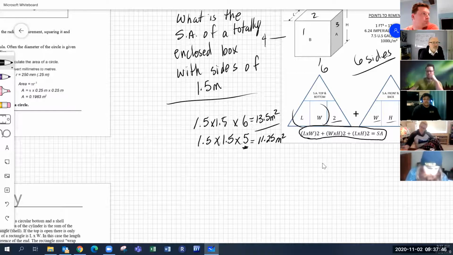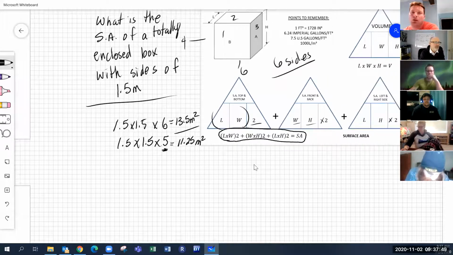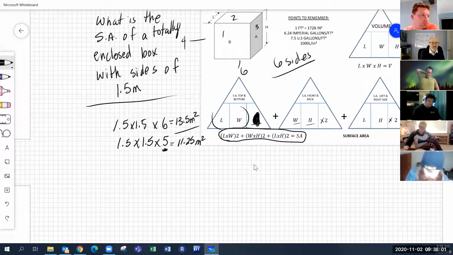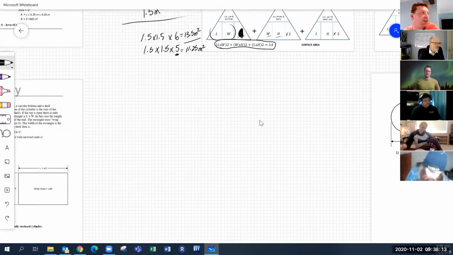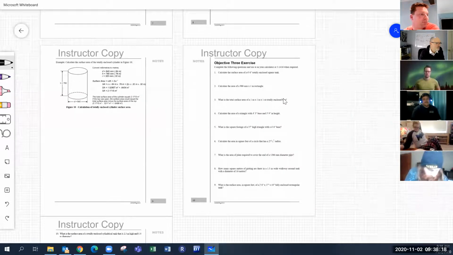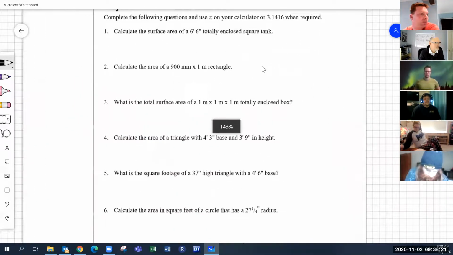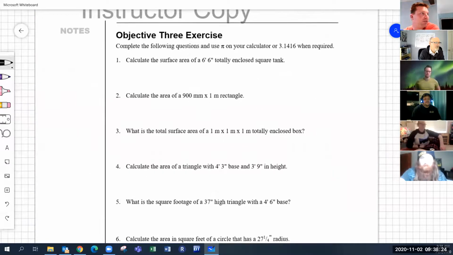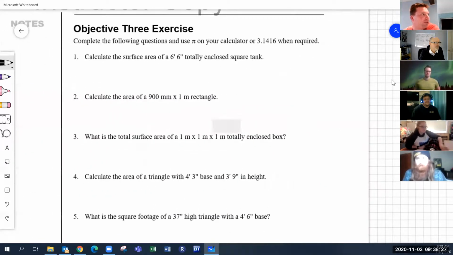Now, in this formula, we would only have 1 here. So this would be gone on an open top box, right? You would only have 5 sides. Okay, of an open top box. Awesome. You guys are doing good so far. So let's scroll down. Whoop, it's a little tight there.